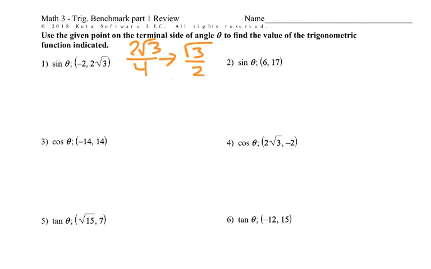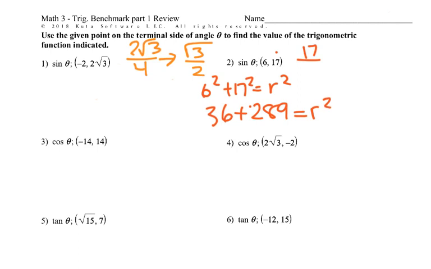Okay, number 2, same idea. I've got my y value. Now I just need my radius. So I go 6 squared plus 17 squared equals r squared. 6 squared is 36. 17 squared is, and I don't know this one off the top of my head, so I use my calculator. It's 289. So 36 plus 289 equals r squared. Okay, add 36 and 289 to get 325. We take the square root of that, and we get a decimal, which is not what we want. So I get the square root of 325.